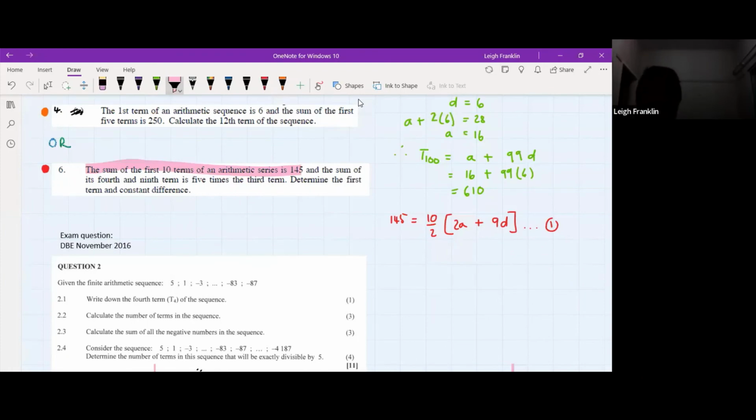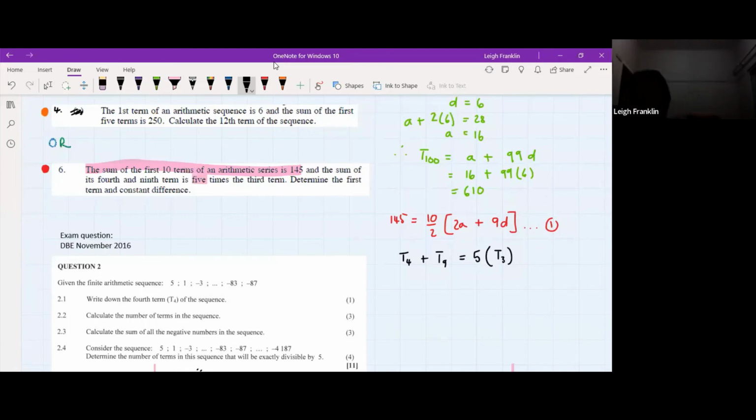Now, when they say the sum of its fourth and ninth term is 5 times the third term, this is what they're saying. They're saying that when I add term 4 to term 9, the value that I get is 3 times larger than the value of the third term. It's 5 times. Sorry. Yes. Thank you. I haven't got my glasses on this evening. It's 5 times the value of the third term.